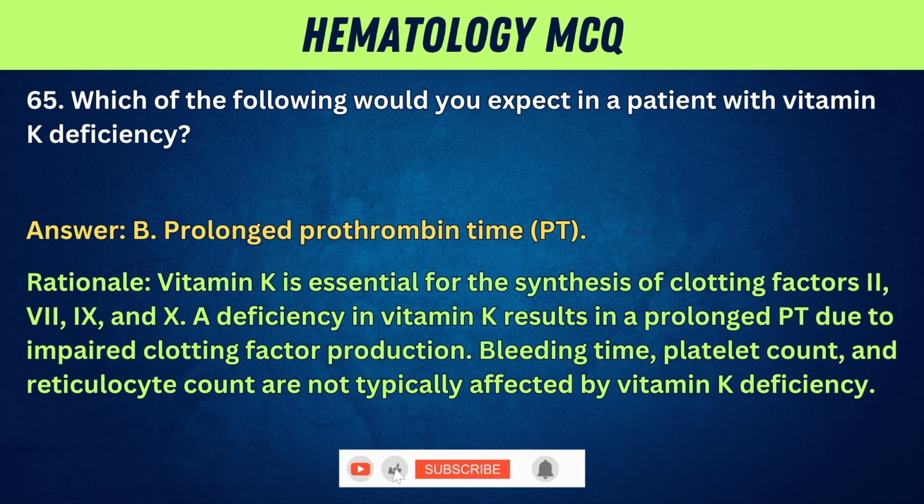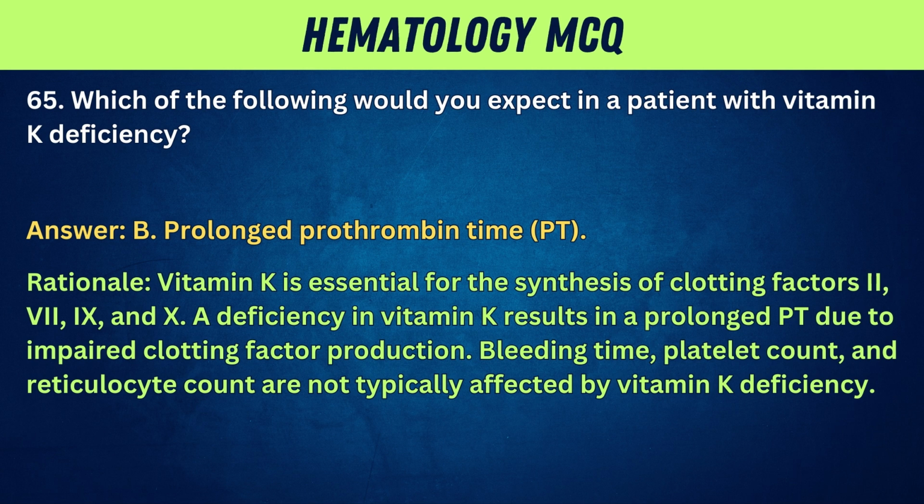Rationale: Vitamin K is essential for the synthesis of clotting factors II, VII, IX, and X. A deficiency in vitamin K results in a prolonged PT due to impaired clotting factor production. Bleeding time, platelet count, and respiratory count are not typically affected by vitamin K deficiency.